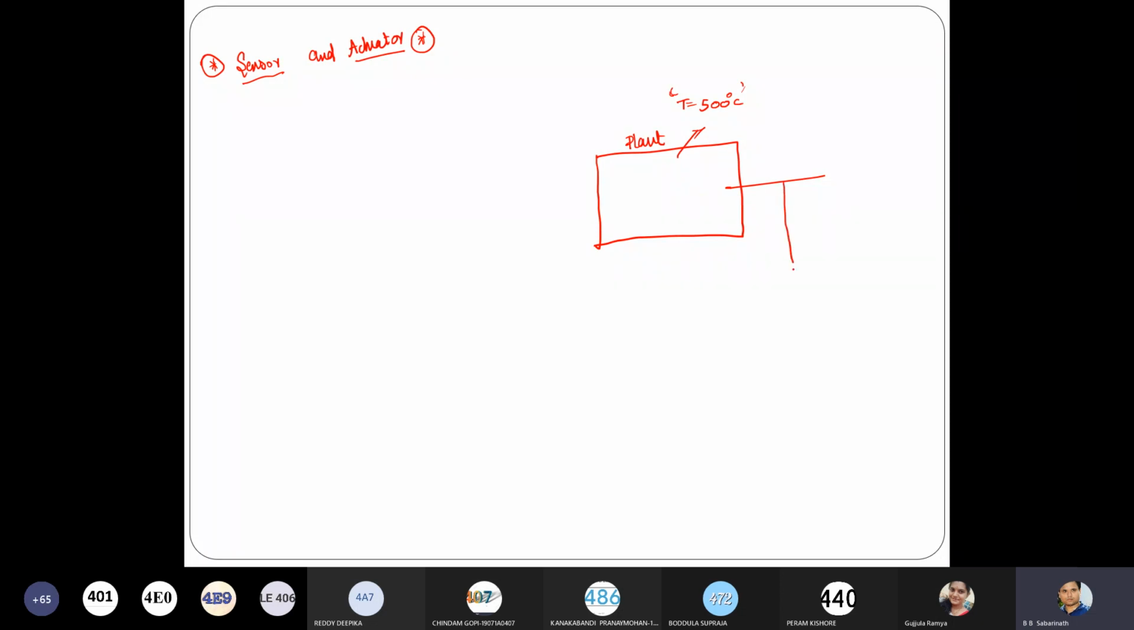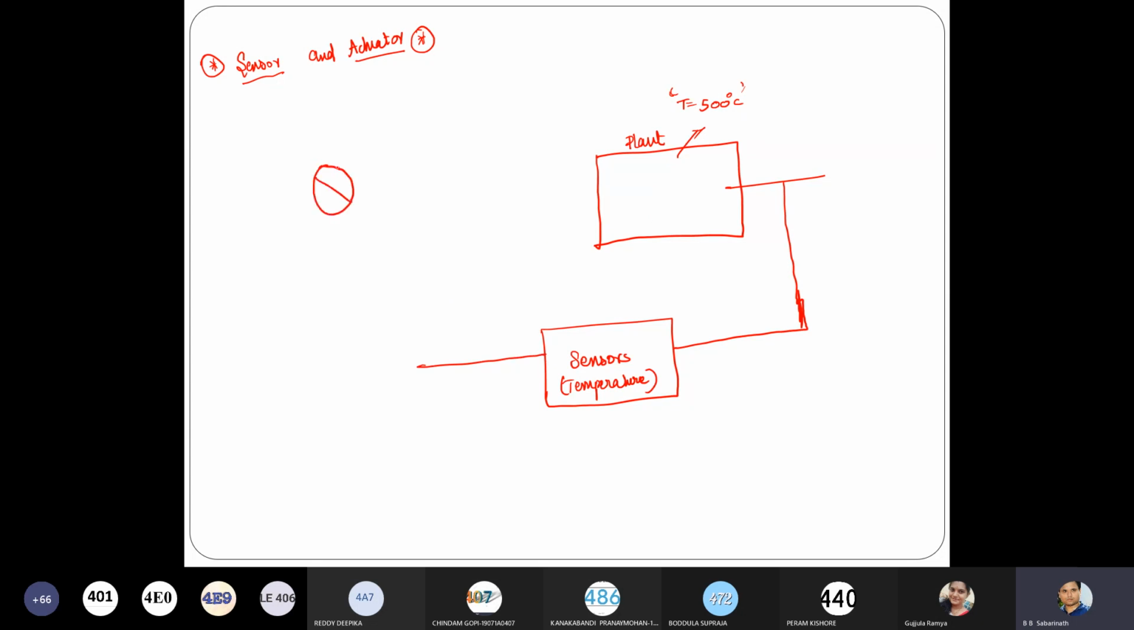For that, they deploy sensors in the plant. In this case we are interested in temperature, so they measure the temperature. What is the exact temperature? It may not be 500; it may be less than or more than 500, whatever it may be. But our objective is to maintain the temperature at 500 degrees. So they deploy sensors to measure the exact temperature of the plant where the boiler is located.